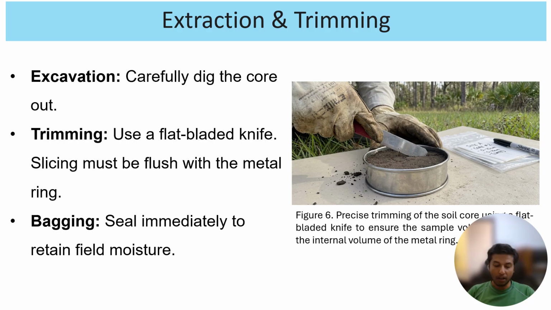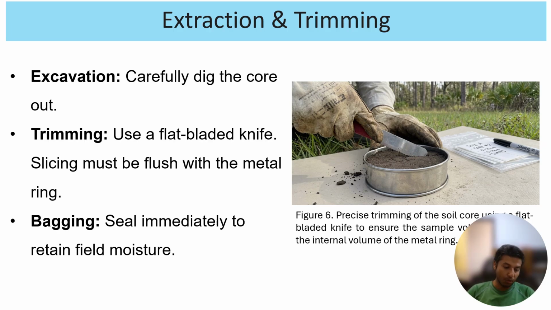So once we have pulled out the ring, the real secret to accuracy comes into play, right? That is the trimming. Take the flat bladed knife we had discussed earlier and carefully shave off all the excess soil hanging or bulging off the top and bottom ends of the cylinder, making the soil perfectly flat. This is very important to remember. There should also be a guarantee that the volume of the soil we are taking back to the lab is exactly equal to the volume of the soil in that ring.